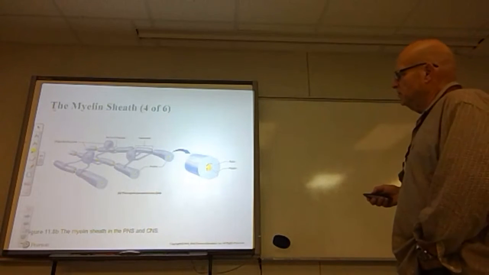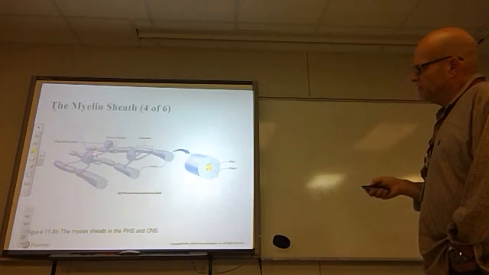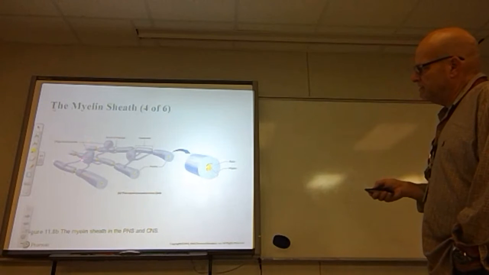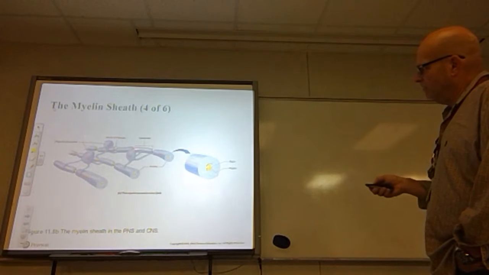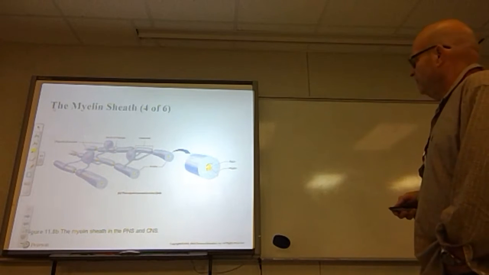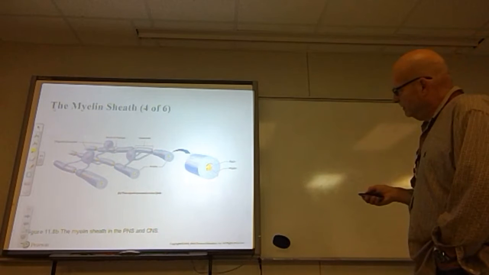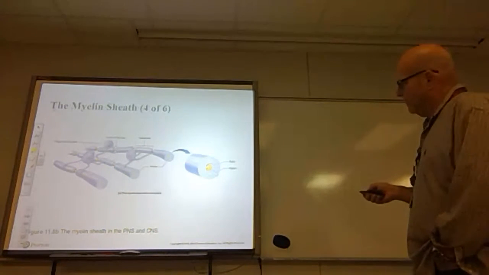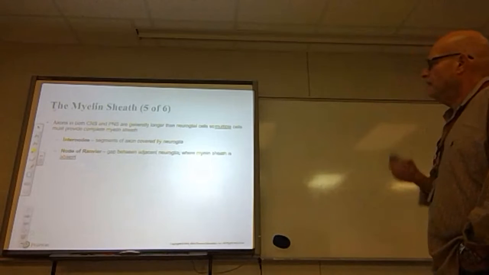Myelin sheath of the central nervous system. You see here, there's one cell. Here's the oligodendrocyte, and it's sending out little arms that are forming the myelin sheath on multiple sections of the axon, but still you see the same layering pattern in the central nervous system.